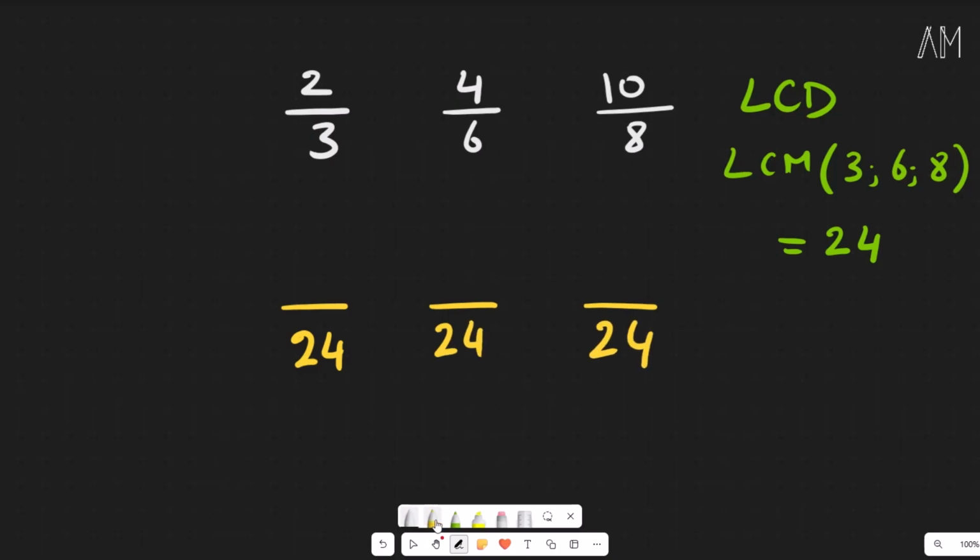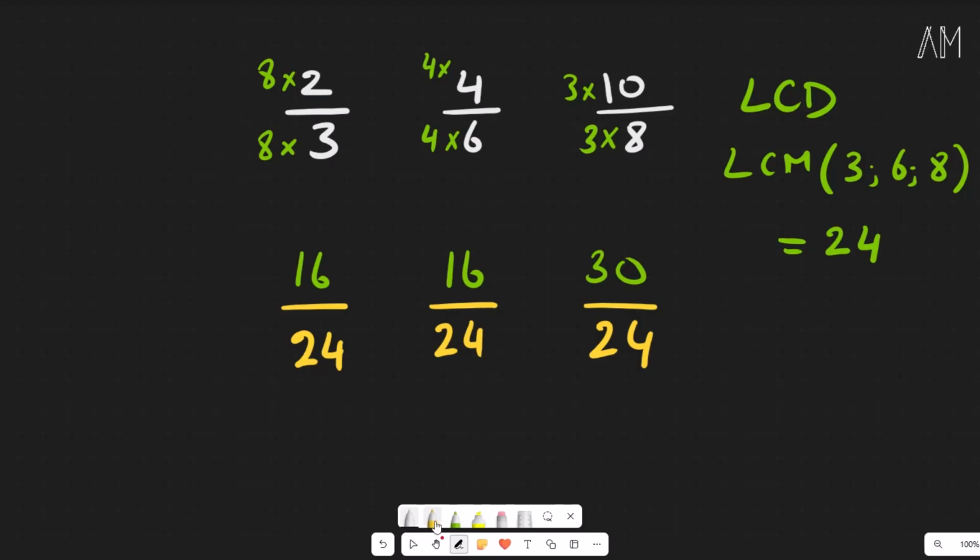So, ask yourself, what do I do to the 3 to make it 24? I will multiply by 8. So you multiply up and down by 8, it will become 16 over 24. Ask yourself, what do you do to the 6 to make it 24? I will multiply by 4. That means also I will multiply up by 4. It will become 16 over 24 also. And here I have 8. I will multiply it by 3 to make it 24. It will become 30 over 24.